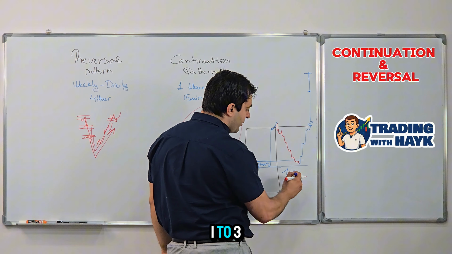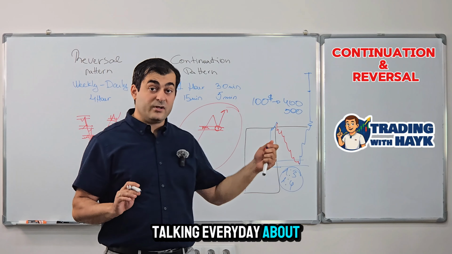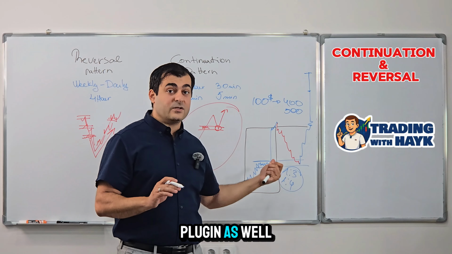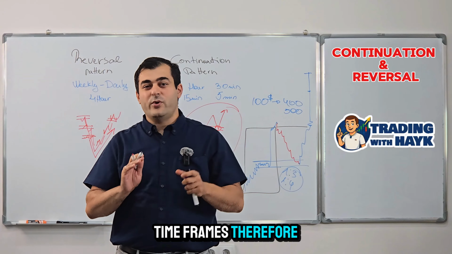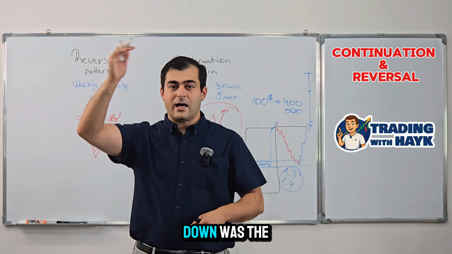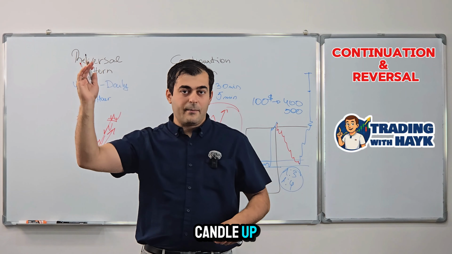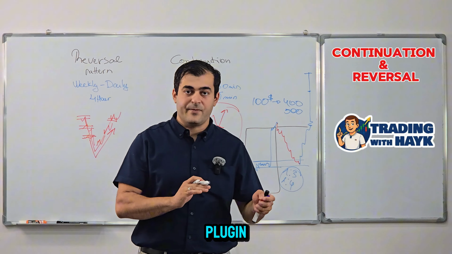This is a premium, let's say, advice, and it's super important because in our paid class, in our school community, we are talking every day about this. We have a plugin as well that shows us whether the last candle closed up or down in the smaller time frames. Therefore, we don't really need to go to the bigger time frame to see if the candle was down, was up, what was the candle. We don't need that because we already have the plugin. So always consider that.